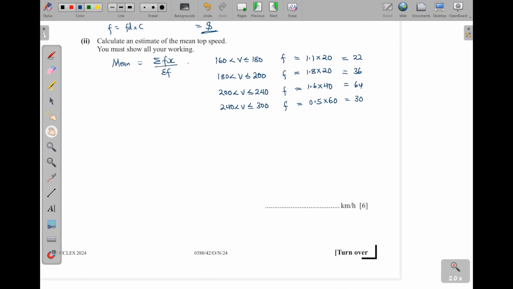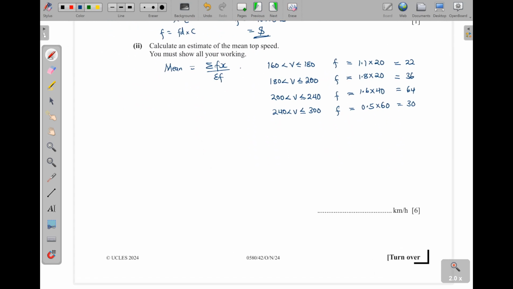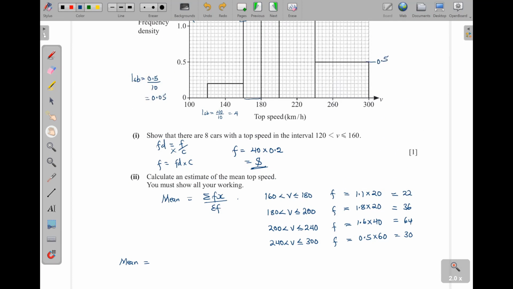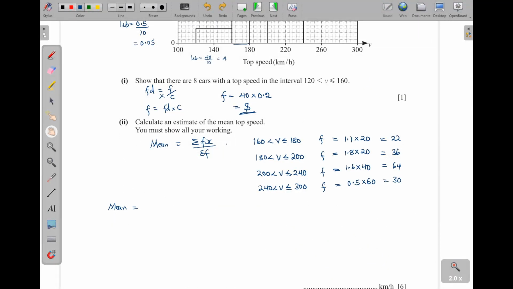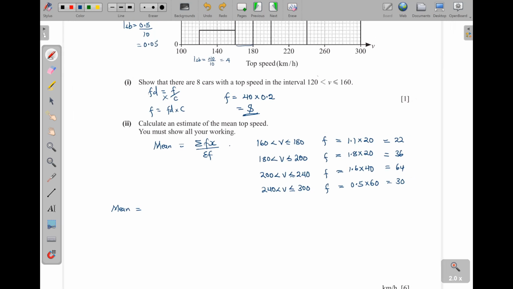Now, how do we then get our mean? So our mean is going to be equal to, remember, summation of fx divided by summation of f. So the x is the mid value of those class intervals. Now the mid value, we are going to have our x's calculated like this. For the first one, you get 120 plus 160, then you divide by 2. The same to this plus this, divide by 2, like that.